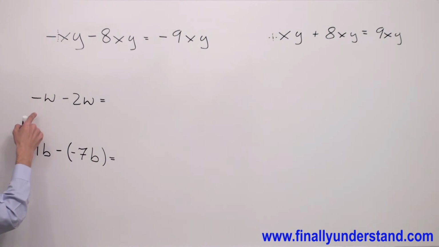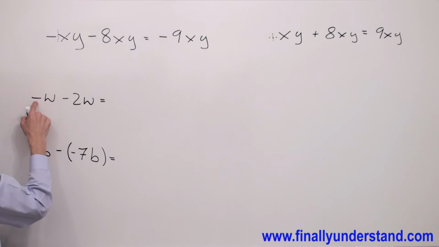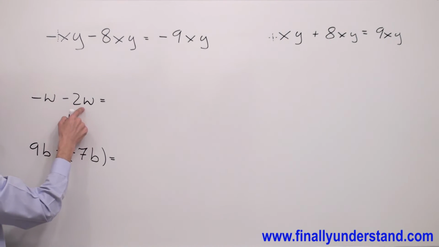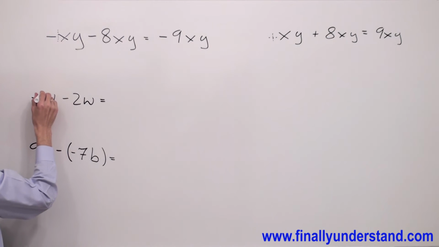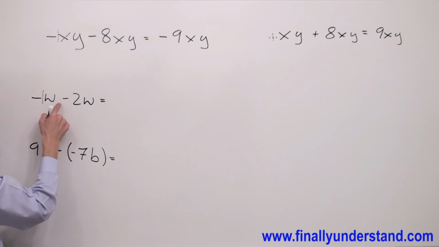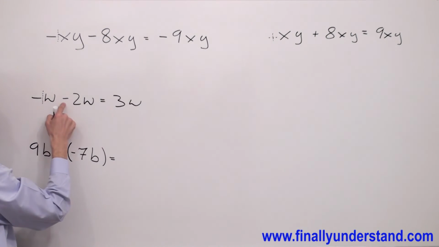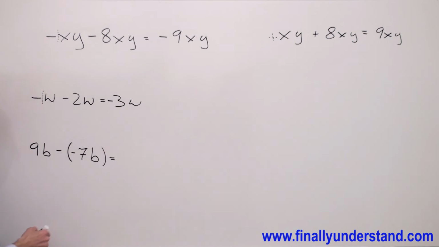Let's take a look at the second example. We have the same kind of problem. I have negative w minus 2w. Remember, anytime there is no integer, there is always an invisible one. What am I supposed to do? Check. I have no parentheses. I simply add them together and keep the sign. That's why I have 3w and I keep the negative sign. The answer is negative 3w.